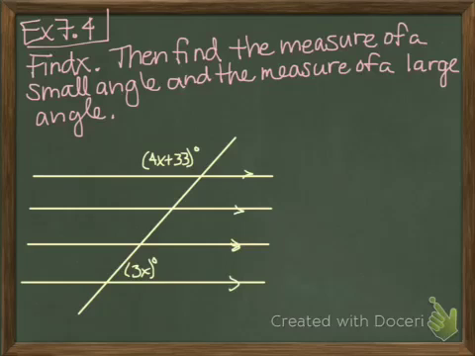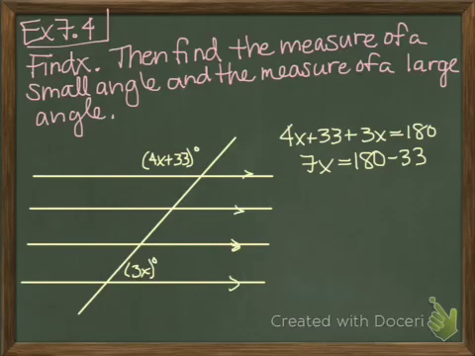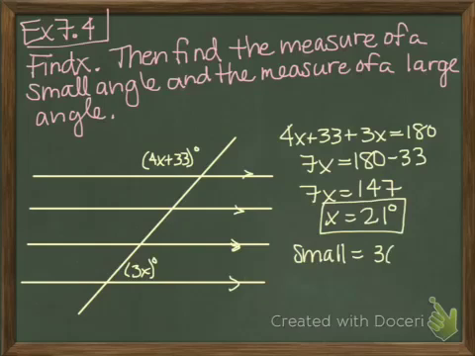Okay, find x, then find the measure of a small angle and the measure of a large angle. So when you're looking at this, we have 4x plus 33, which represents a large angle, and 3x degrees represents a small angle. Since we have a transversal across parallel lines, we know that the large angle plus the small angle is going to be 180 degrees. So we can just write 4x plus 33 plus 3x equals 180. So we have 7x equals 180 minus 33. 180 minus 33 is 147. Divide both sides by 7 and we get x is equal to 21 degrees.